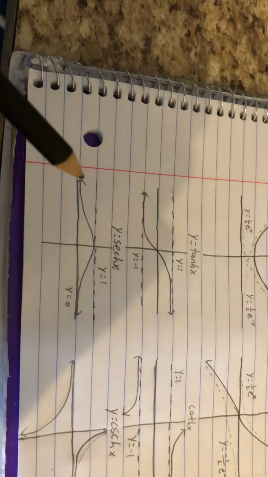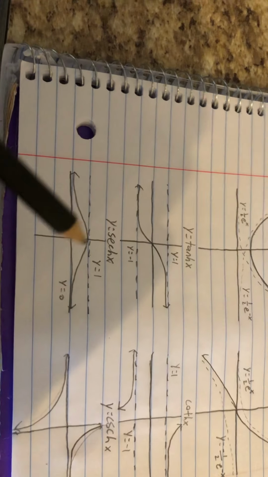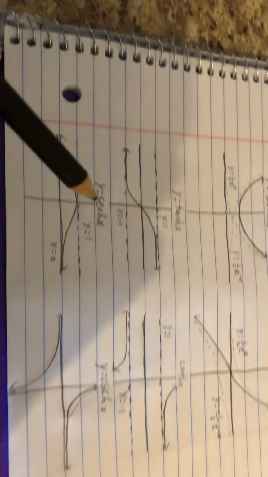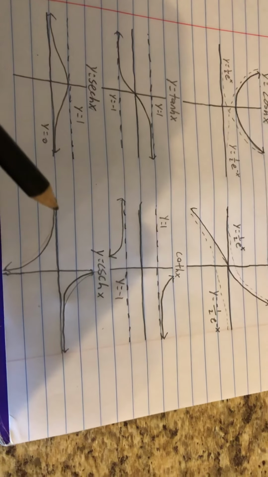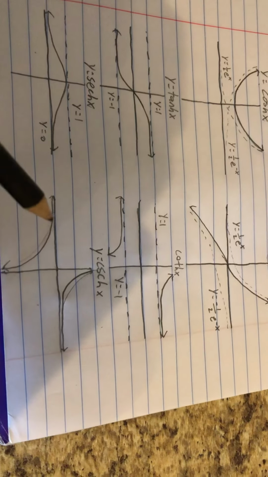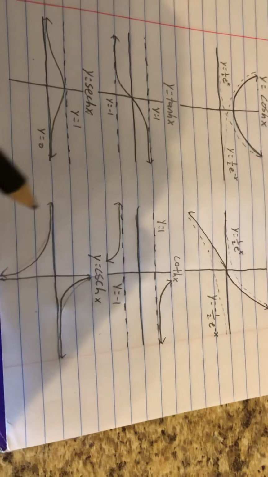For sech of x, you have this function inside the boundaries of y equals 0 and y equals 1. And for csch of x, you have this function right here inside of the first quadrant and the third quadrant.